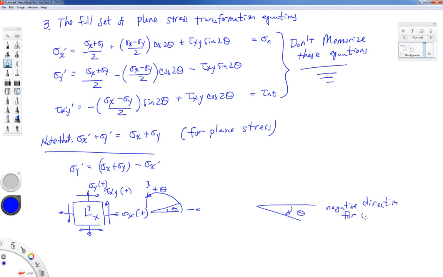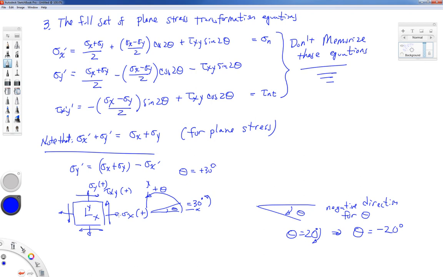Into those equations. So for example, if theta was 20 degrees this way, what I would put into the equations would be theta is equal to minus 20 degrees. And if theta in this case were 30 degrees, what I would put into the equation would be theta is equal to plus 30 degrees.